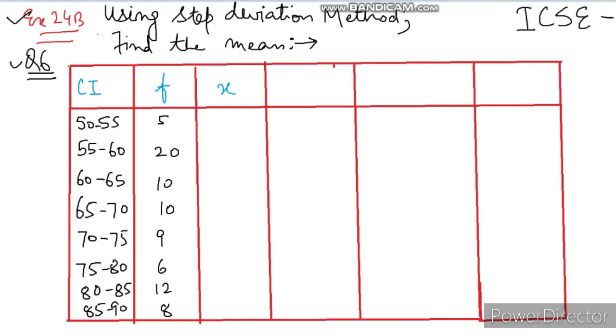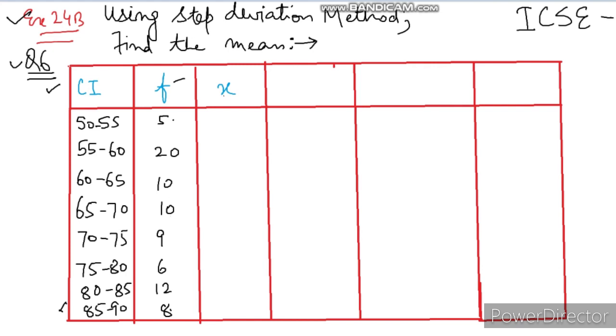This is question number 6, right? Just like the previous question, we are given the class intervals 50 to 55, 55 to 60, going on like this, and the last is 85 to 90. Then we have been given the corresponding frequencies. The first frequency is 5, then 20, 10, like this up to 8.